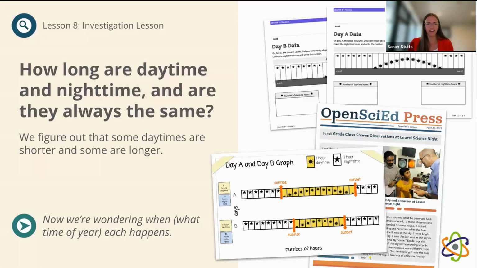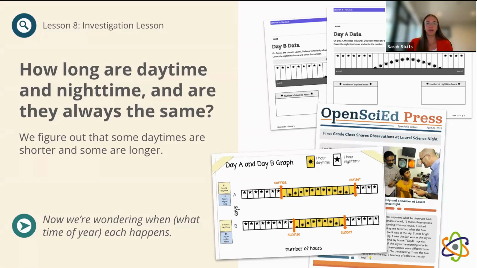And we don't have that data ourselves, but our teacher shares with us data that another first grade classroom has gathered. And we use 2 different days' data, day A and day B, and count the number of hours of daytime and nighttime on each day. We compare the hours and we make a class graph in order to further compare and analyze the daytime lengths on the 2 days. We figure out that daytimes and nighttimes are not always the same. Some daytimes and nighttimes are longer. They have more hours than others.